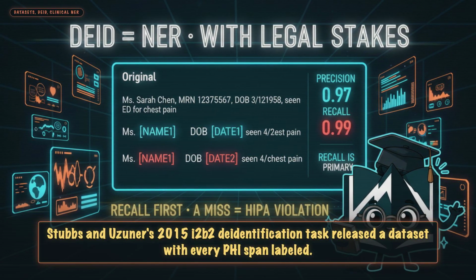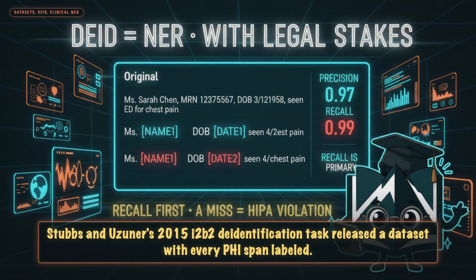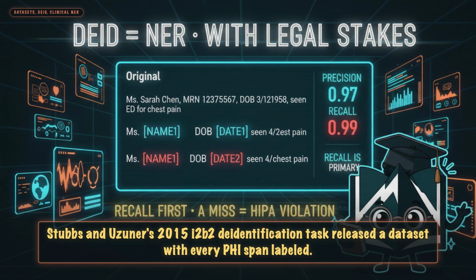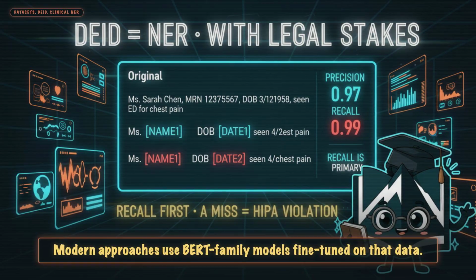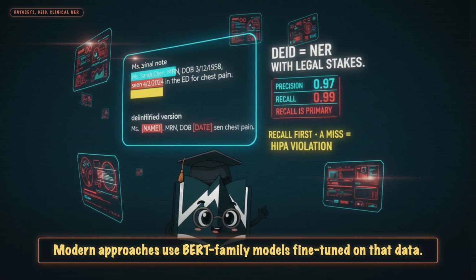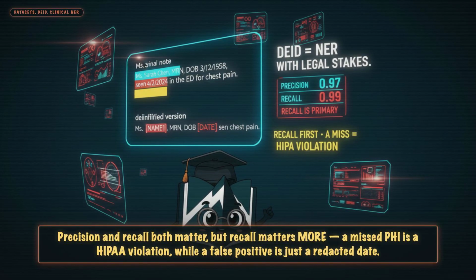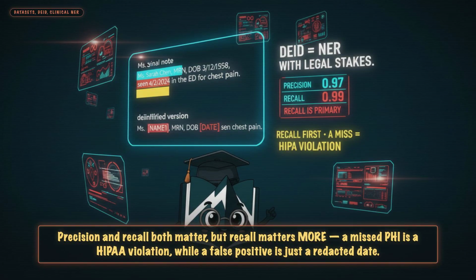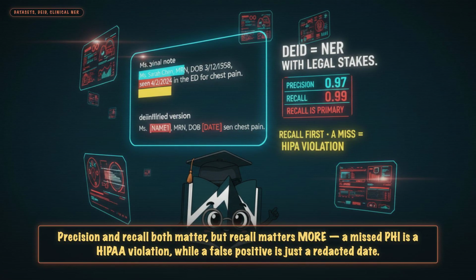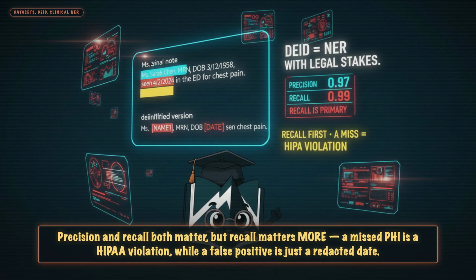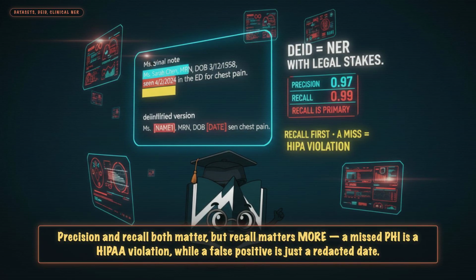Stubbs and Uzuner's 2015 i2b2 de-identification task released a dataset with every PHI span labeled. Modern approaches use BERT family models fine-tuned on that data. Precision and recall both matter, but recall matters more. A missed PHI is a HIPAA violation, while a false positive is just a redacted date.